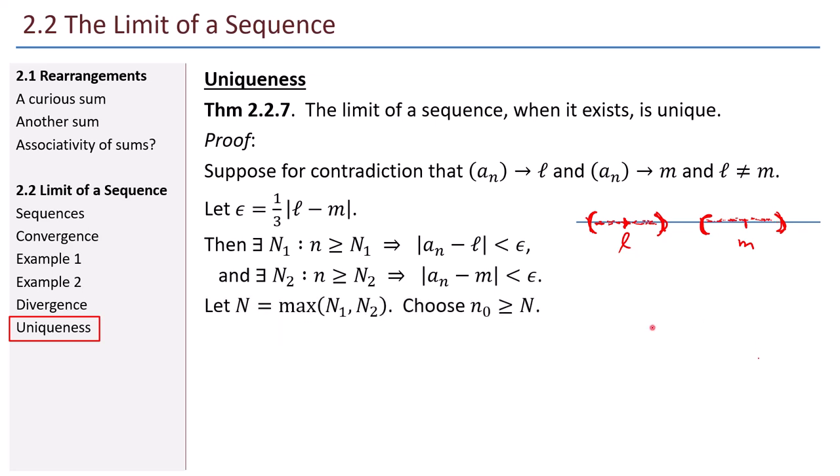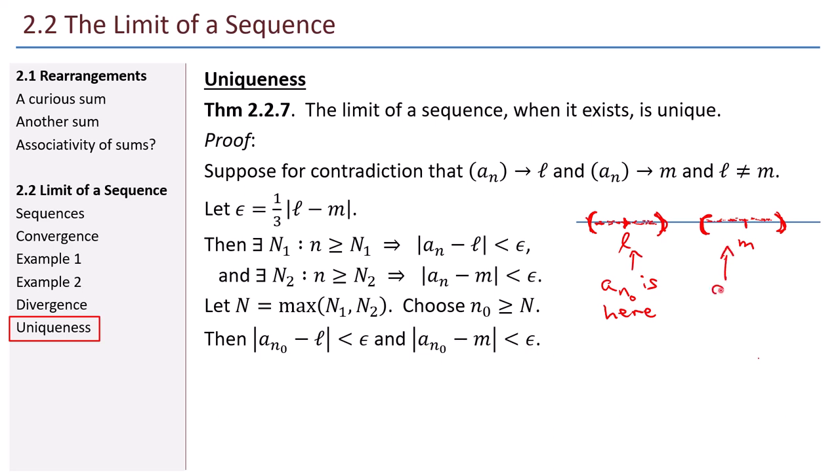One more idea here. Let big N without a subscript be the maximum of N1 and N2. Now, let's choose a little subscript N naught, so choose a subscript N naught that is at least as big as that big N. So what do I know about that N naught? Well, a sub N naught is within epsilon of L, so a sub N naught is here. And a sub N naught is within epsilon of M. A sub N naught is here.